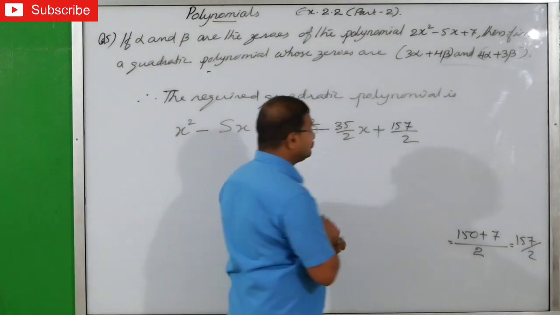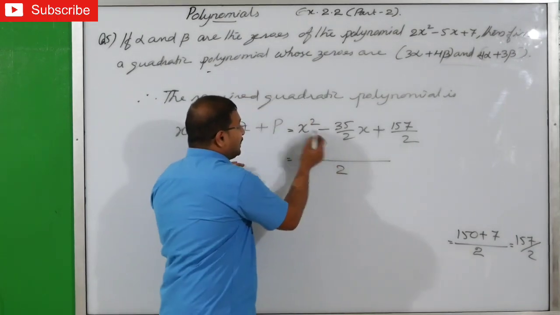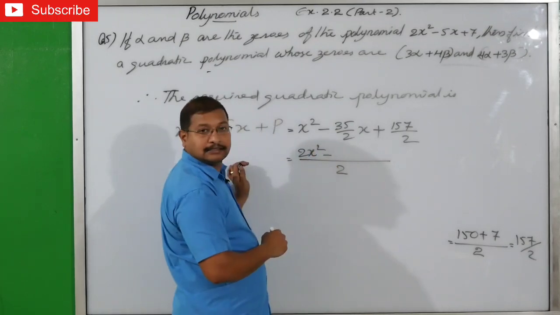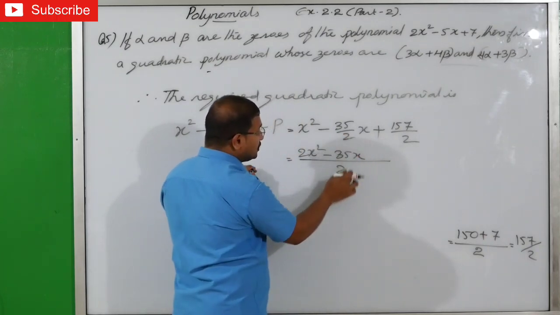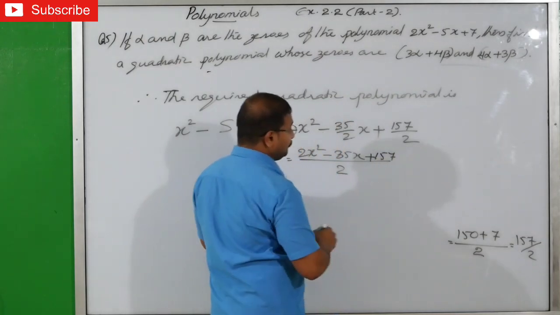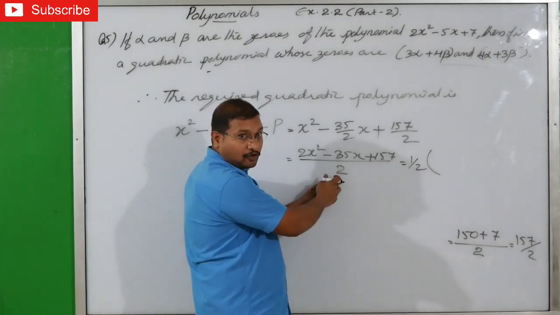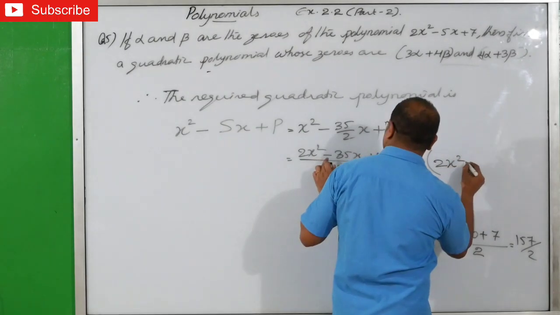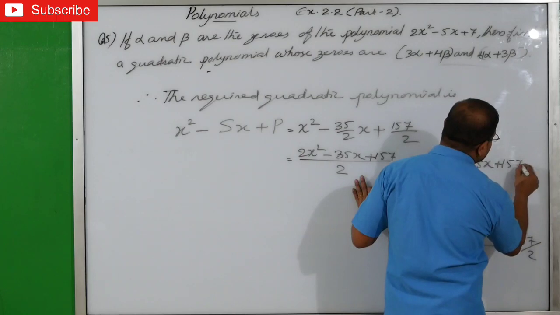157 by 2. Ready? Now we'll take LCM as 2. That means we will multiply 2 here. So what you'll get? 2x square minus 35x. No need to change here because same denominator, isn't it? Plus 157 equals 1 by 2. We are taking outside because 2 is in the denominator common, isn't it? So we are taking outside. That means what you will write balance? 2x square minus 35x plus 157.